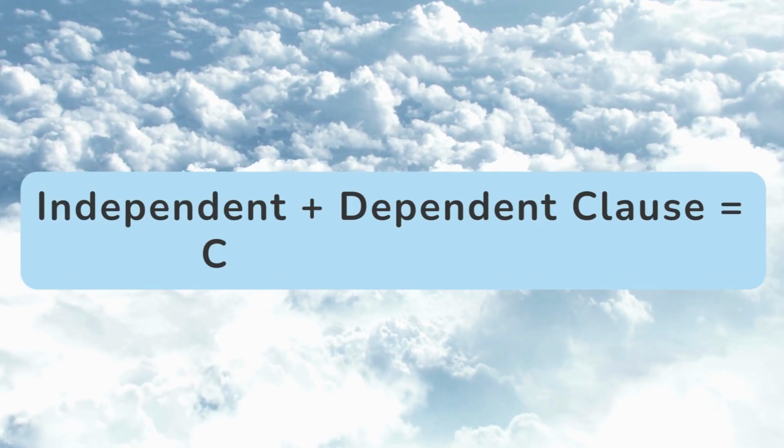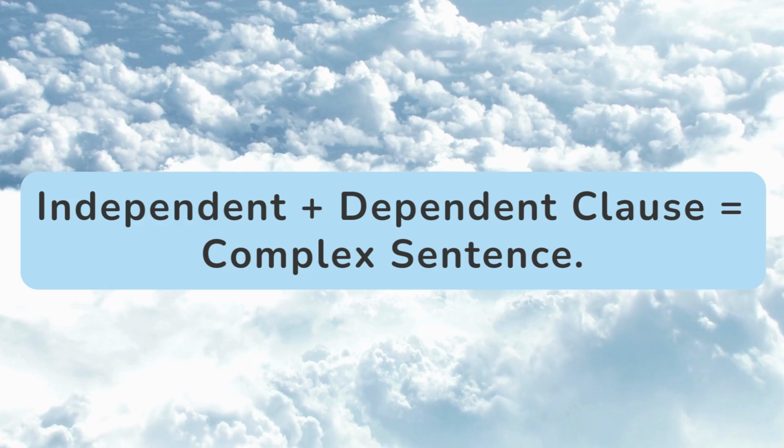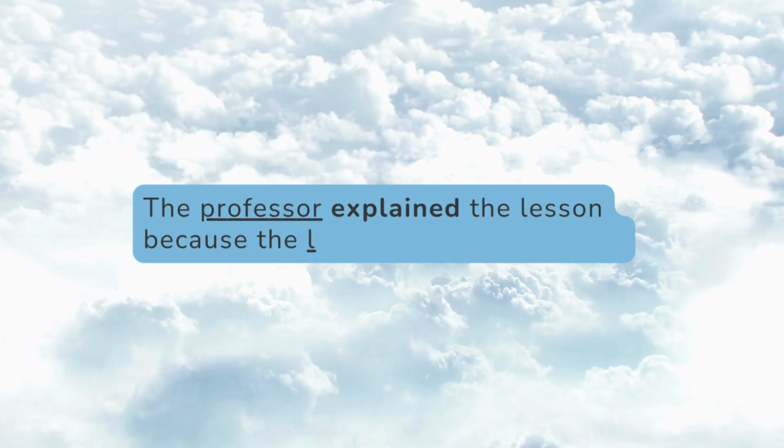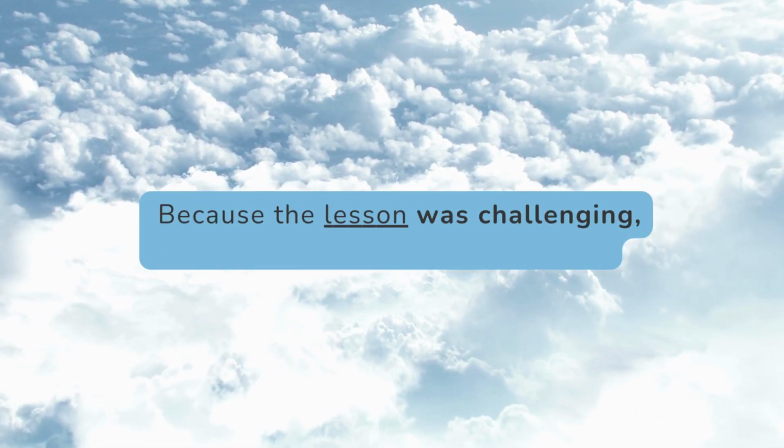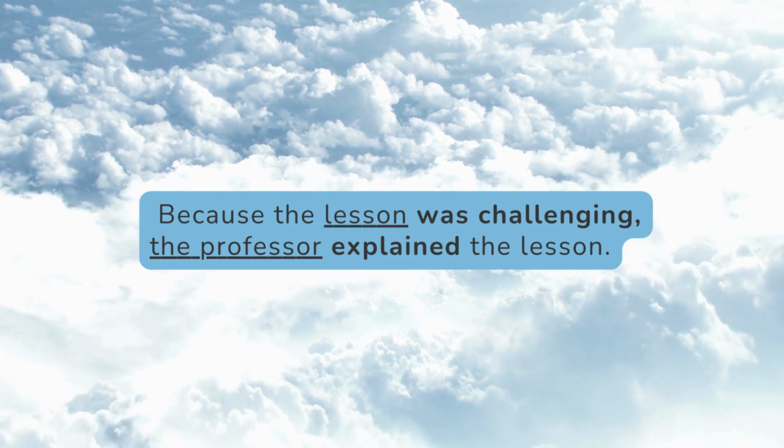When you combine an independent and a dependent clause, you get a complex sentence. This is a sentence that uses more detail. It makes it more engaging. The professor explained the lesson because the lesson was challenging. You can also switch this around. Because the lesson was challenging, the professor explained the lesson.